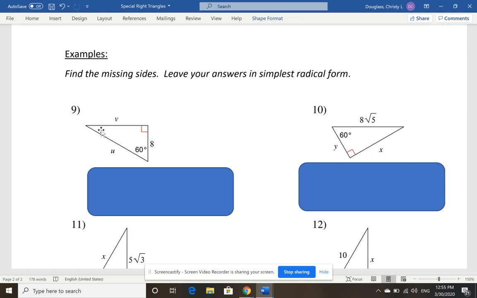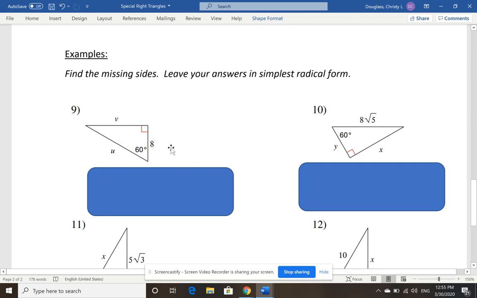And I know one of the sides. It's important to know, what side is that? Is that the hypotenuse? Is that the short leg? Is that the long leg? Let's figure this out. Well, notice that this side that I'm given, that's 8 units long, is opposite the 30-degree angle. Well, since 30 degrees is my smallest angle, this is my shortest side. Okay? So I can find these.